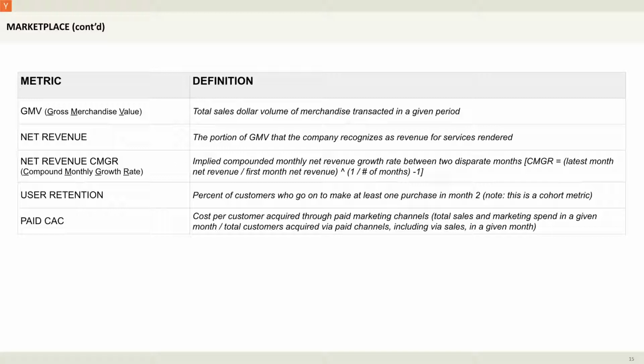GMV, right? So when the guest books the room, the host might say it's $100 per night. And so the $100 per night, say they stay two nights, it's $200. That $200 is GMV that Airbnb can record. But that's not net revenue because Airbnb doesn't make the full $200. Airbnb probably makes 12% of that, right? So 12% of that $200 is what you'd classify as net revenue.